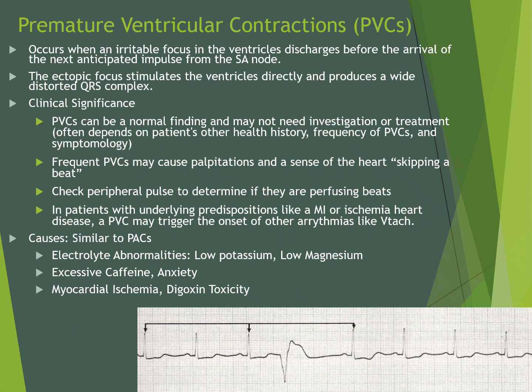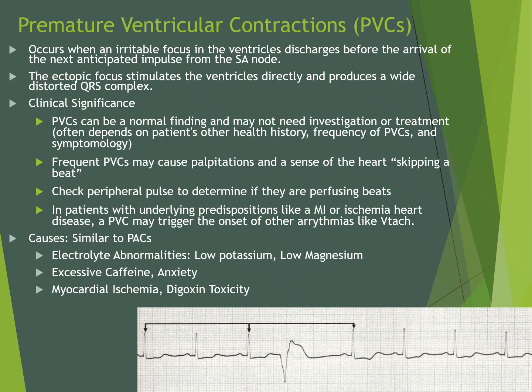Premature ventricular contractions, or PVCs, occur when an irritable focus in the ventricles discharges before the arrival of the next anticipated impulse from the SA node. The ectopic focus stimulates the ventricles directly and produces a wide, distorted QRS complex, like you can see here.